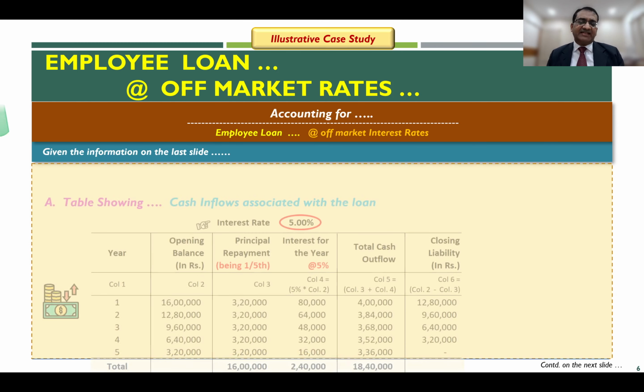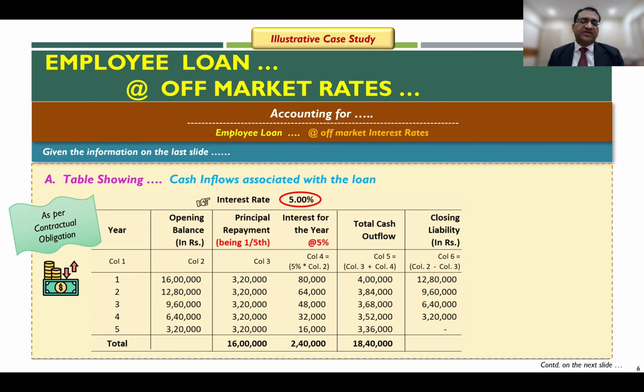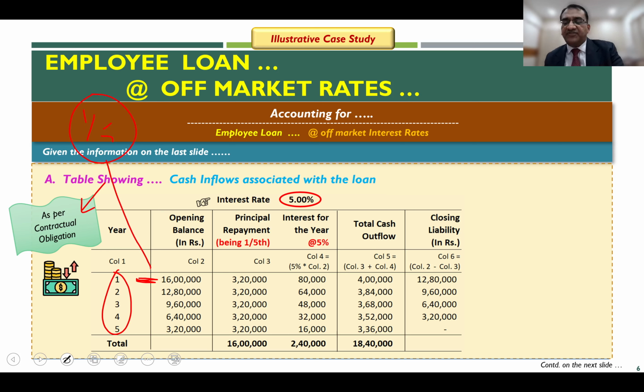So given the information on the last slide, how the cash flows are associated with this particular employee loan: contractually, as per the contract, you have a 5-year loan. The loan is given for 16 lakh rupees. And we have seen in the prior slide that 1/5 of the principal is paid at the end of each year. So 1/5 of 16 lakh will be 3,20,000. For each year, 3,20,000 would be your principal repayment as per the contractual terms.